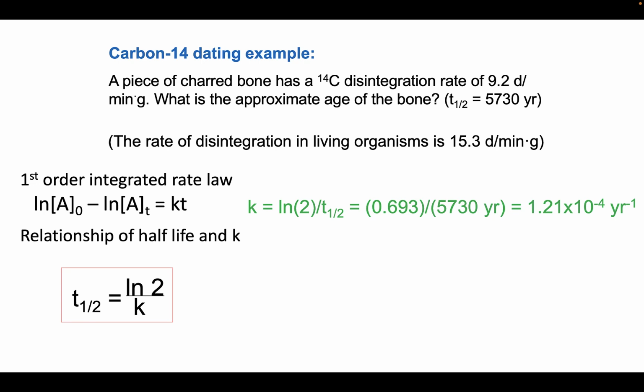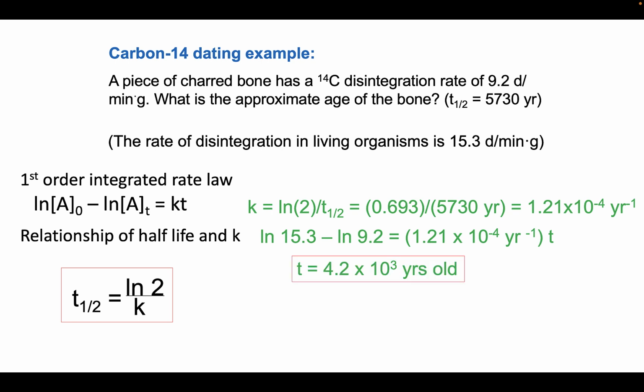And so again, right, the half-life is just the rate constant that's kind of recast into a more easy to conceptualize variable, right? The time it takes to divide in half. But mathematically, we need this K value to solve the integrated rate law, which we can do. We say the natural log of the initial amount of decay, which is 15.3, minus the natural log of the current amount of decay, 9.2. K applies, we have T, we have an equation in one variable, and we can see that this T is equal to 4.2 times 10 to the 3 years old, or 4,200 years old.